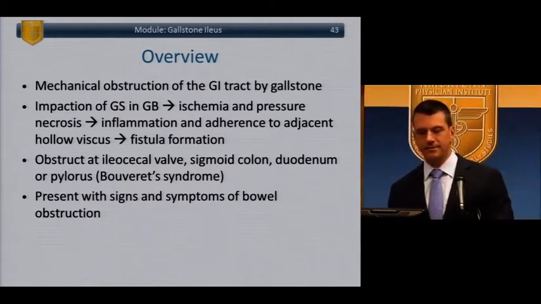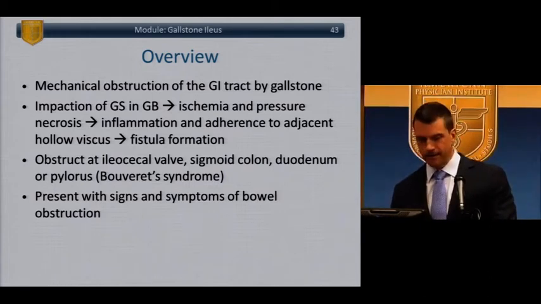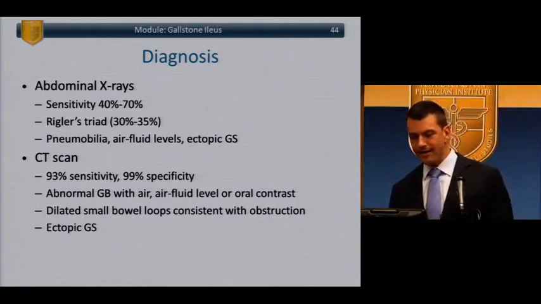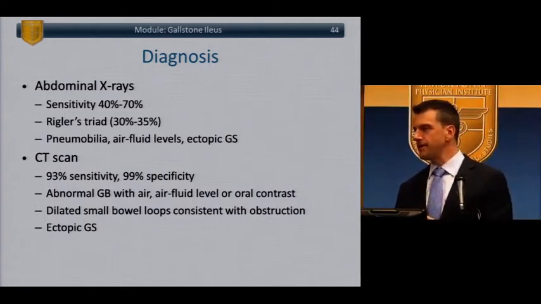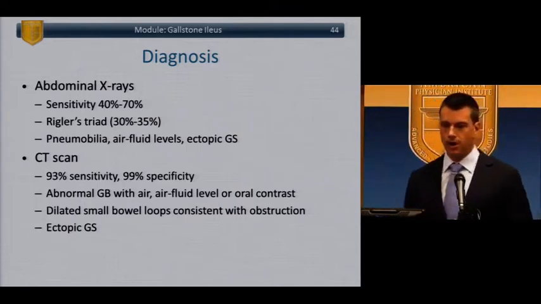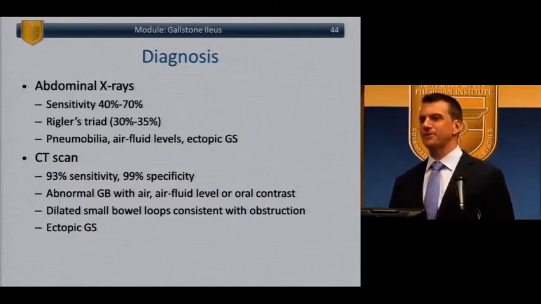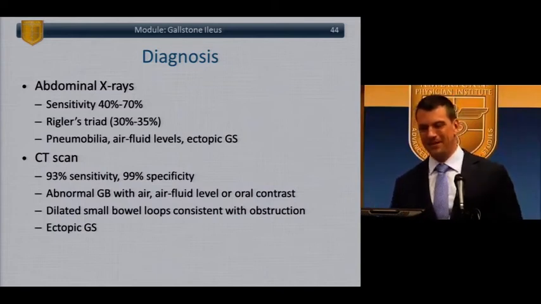They'll have signs and symptoms of bowel obstruction initially. Abdominal x-rays are sensitive in about half the cases, and it's called Rigler's triad. Basically you see pneumobilia, which is caused by the fistula presence, air fluid levels consistent with a small bowel obstruction, and an ectopic gallstone that's somewhere other than the gallbladder. Again, only about 50% present with this classic picture.